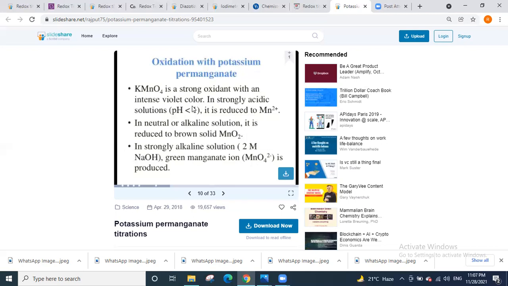In an acidic pH, it is completely reduced to manganese ion, and if incomplete, in the neutral or alkaline medium, it reduces to the brown solid manganese dioxide, or in strongly alkaline solution it is converted into the green manganate ion. But depending upon the number of electrons gained, here the reduction is taking place from +7 to +2, the number of electrons involved is 5.